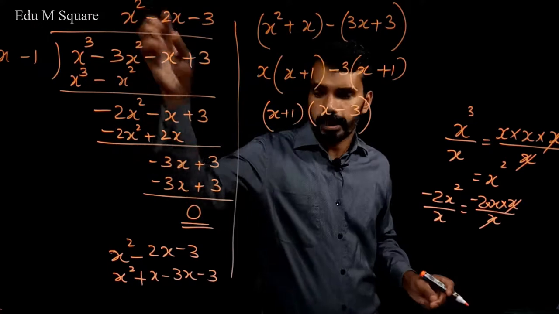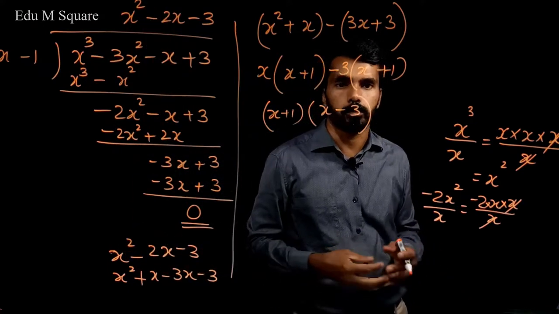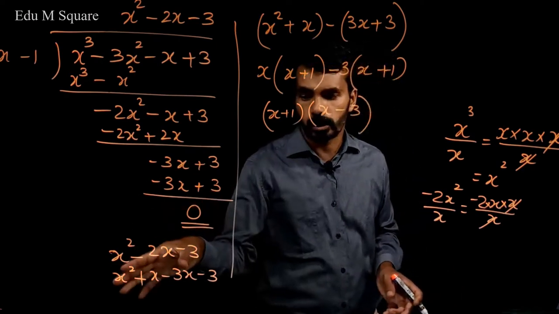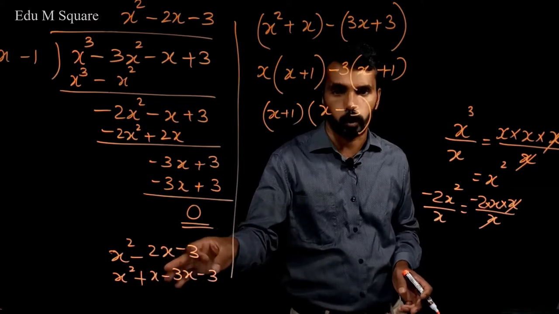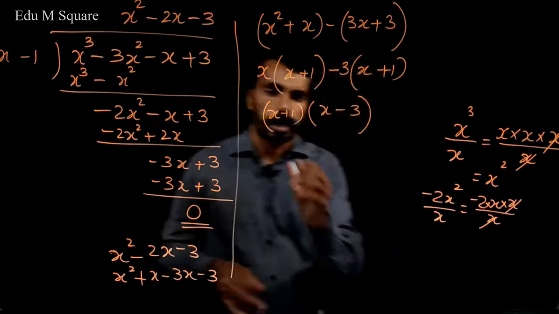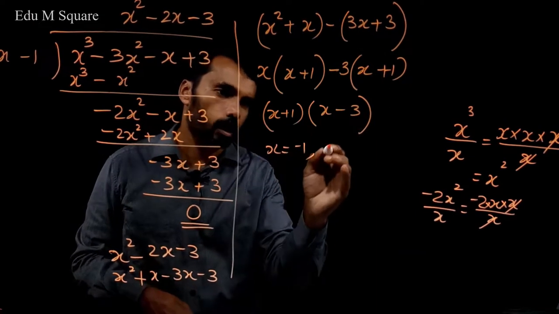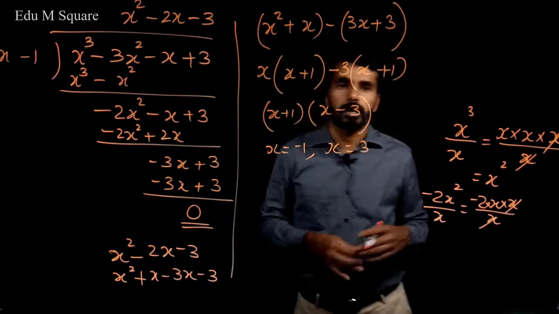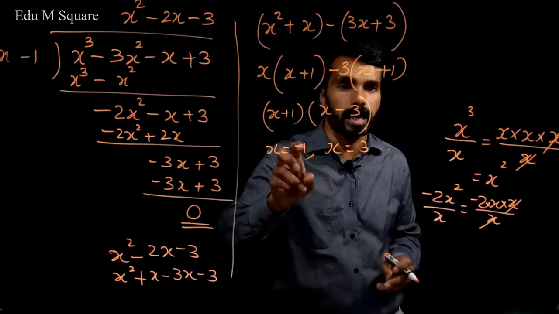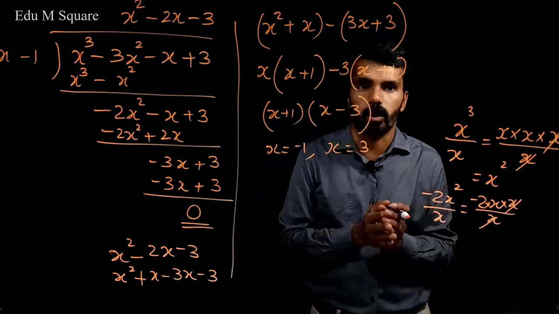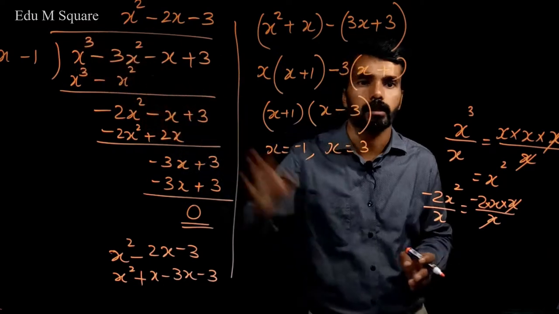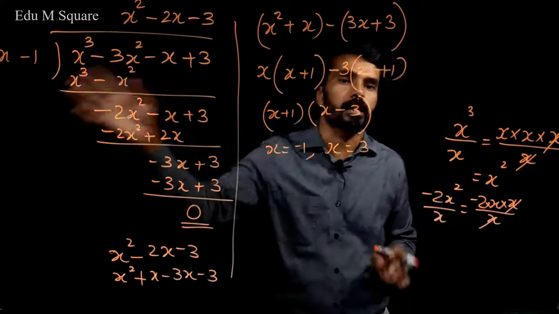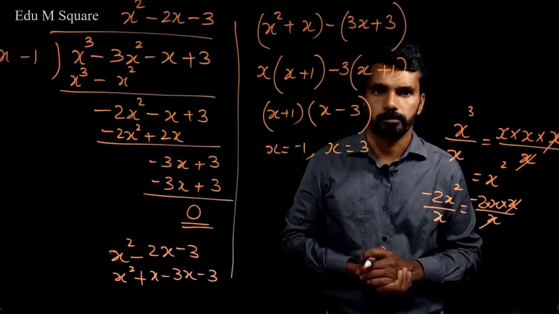So the value of x square minus 2x minus 3 becomes 0 means either x plus 1 equal to 0 or x minus 3 is equal to 0. The two zeros of this quadratic polynomial x square minus 2x minus 3 are x is equal to minus 1 or x is equal to 3. So we got the remaining two zeros of this cubic polynomial as minus 1 and 3. So the three zeros of this cubic polynomial x cube minus 3x square minus x plus 3 are minus 1, 3 and the given 1.